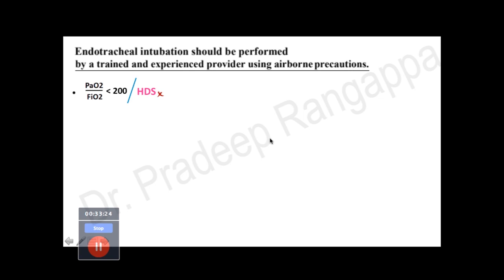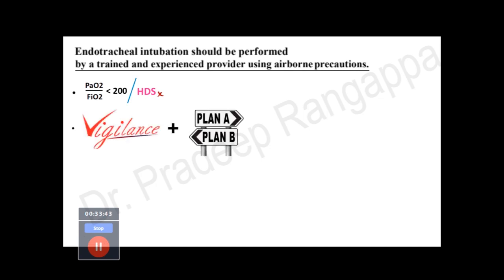So if they're failing NIV, then obviously the next step is intubation. Intubation in a COVID-19 patient is not like a usual intubation. Obviously there are certain other precautions that you need to take. If your PaO2/FiO2 is less than 200, or the patient is getting hemodynamically unstable, is not maintaining hemodynamic stability, then you would plan to intubate. As you see, this is a statement made in the WHO document: endotracheal intubation should be performed by a trained and experienced provider using all the airborne precautions.